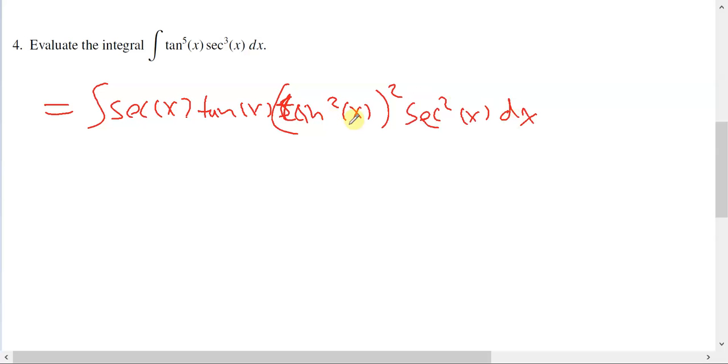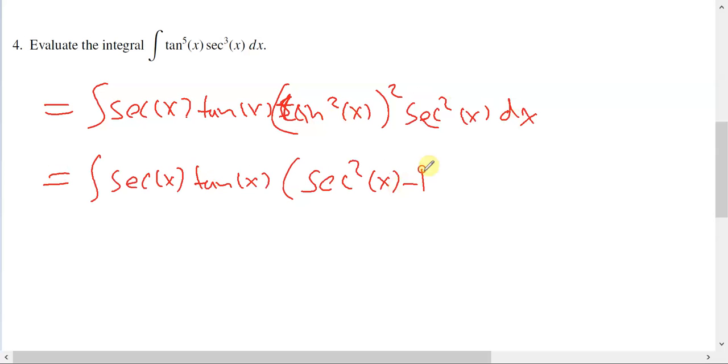And I'll change this tangent squared to secants. This is secant tangent, which we recognize as the derivative of secant. That's why I'm changing everything to secants. This is secant squared minus 1 squared, secant squared. So just changing that tangent squared to secant squared minus 1.